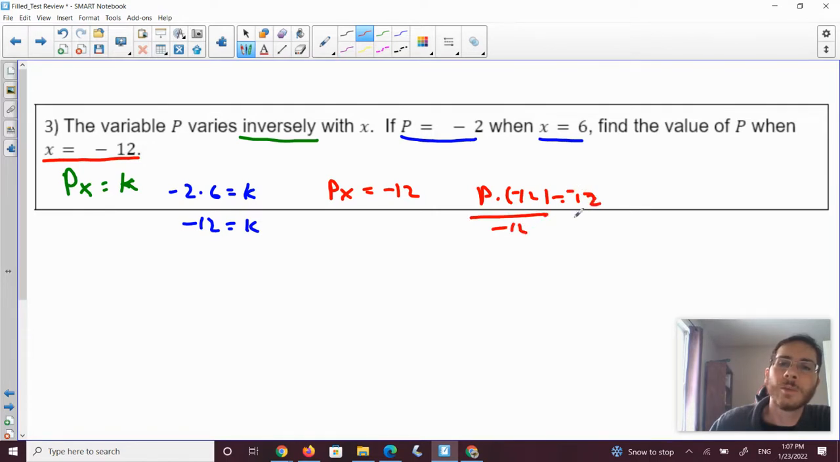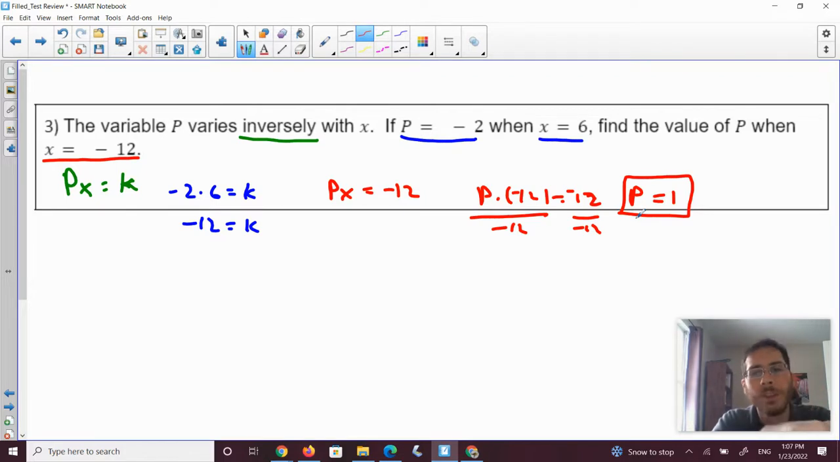Divide both sides by negative 12. And we get p equals 1. And there we go. So that's our rule. So remember, because it says inversely, that's why we're using the one where we multiply them together, because we want them to multiply to a constant if they vary inversely.